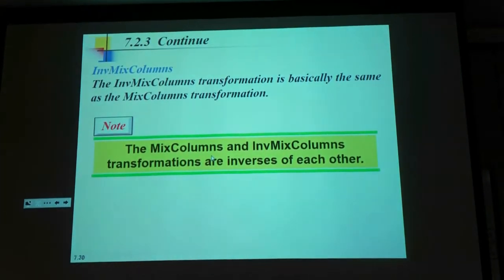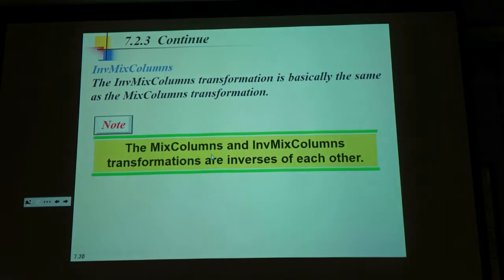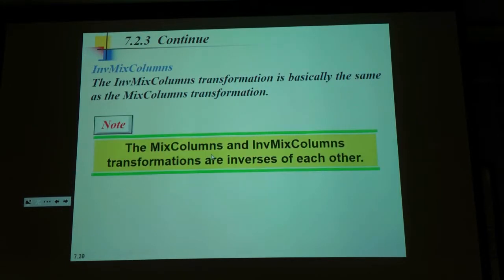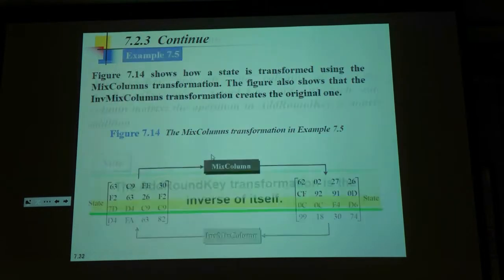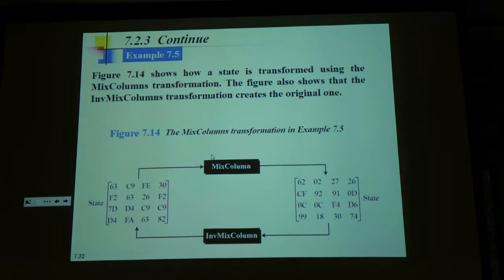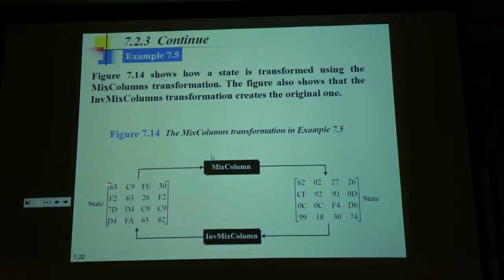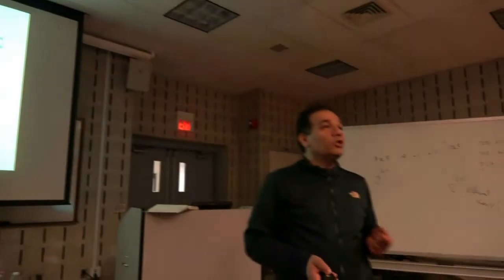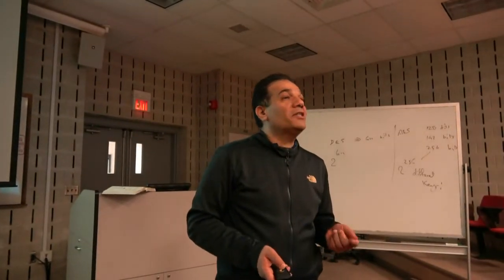Can we do the reverse? Yes. Why? Because we have the inverse of this. So in here, what will happen? You have this column, and it became this column. How did we get this column? By multiplying by a constant matrix and replacing that.